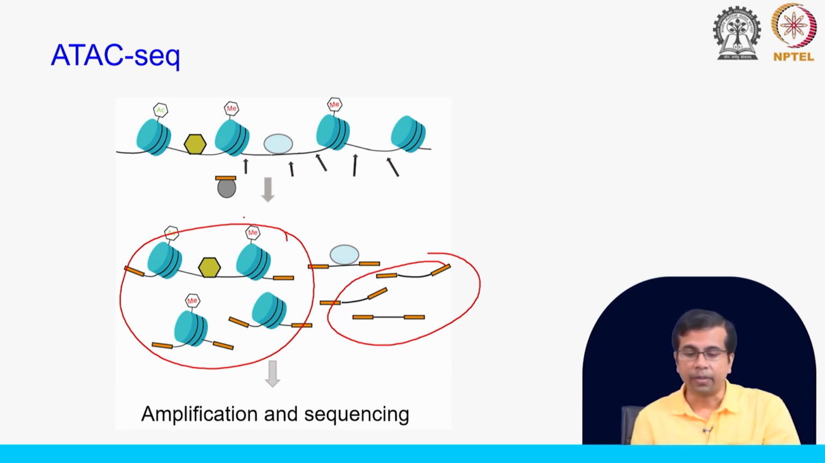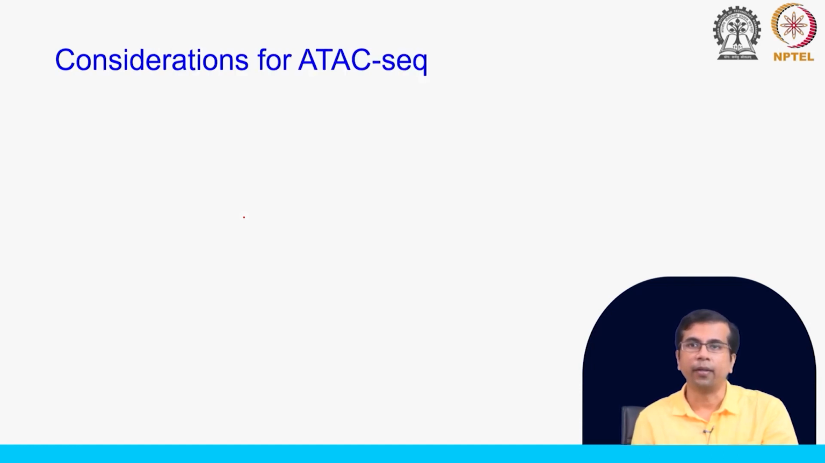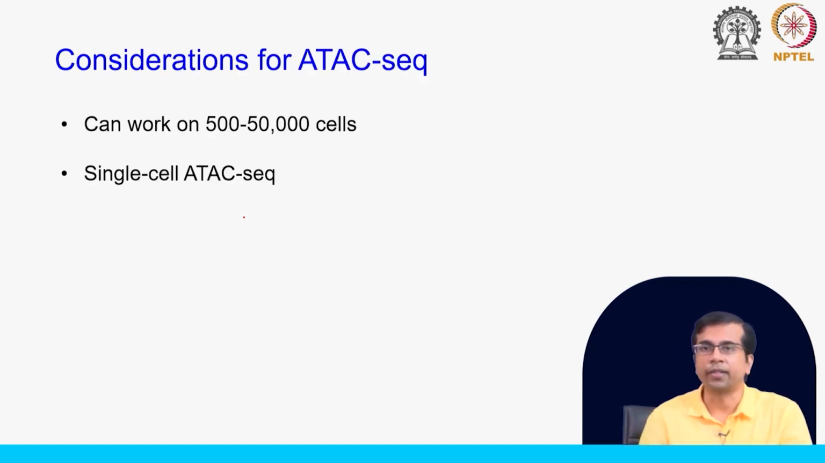Okay. So, I hope this principle is clear. In this process we will identify the open chromatin regions that are accessible to the transposase. Now, here are some considerations for ATAC-seq. What researchers have seen is that ATAC-seq can work on 500 to 50,000 cells. That is a very low number compared to the other methods that we have discussed so far, and this has recently been extended to single cell ATAC-seq.